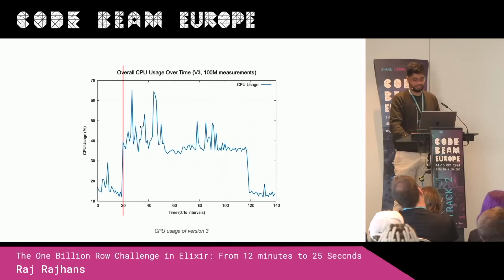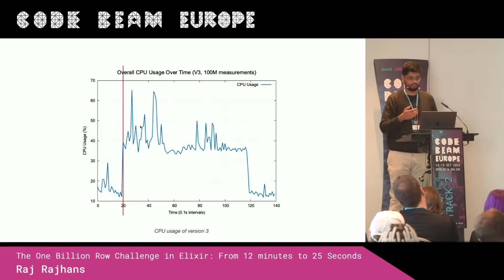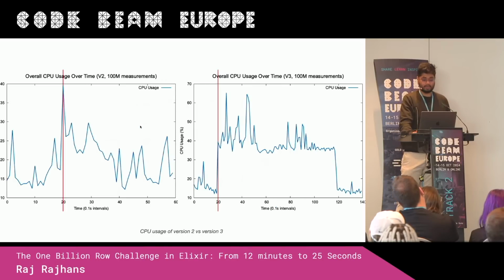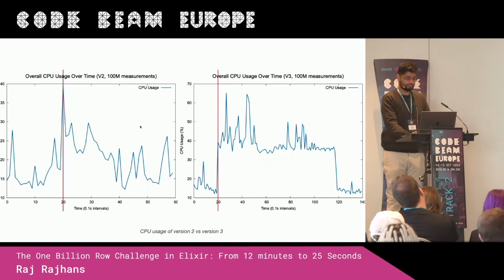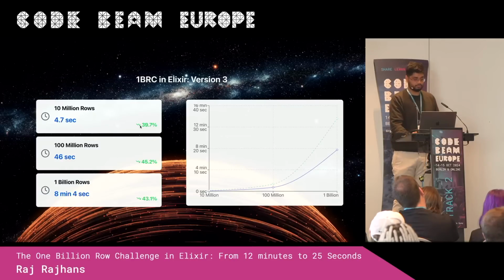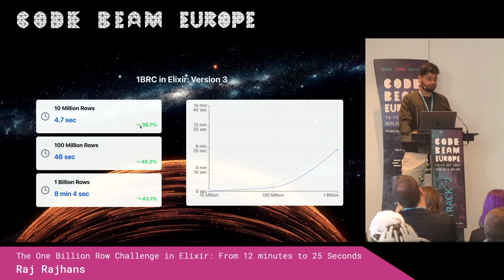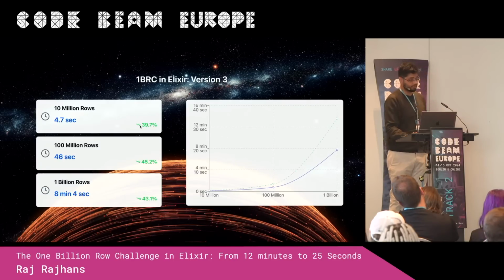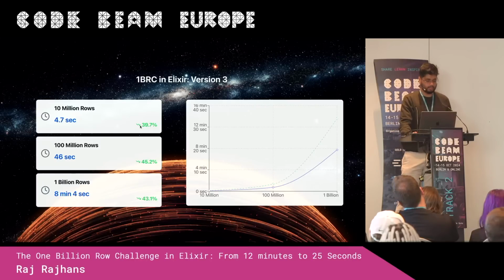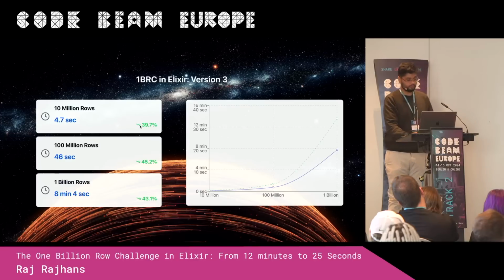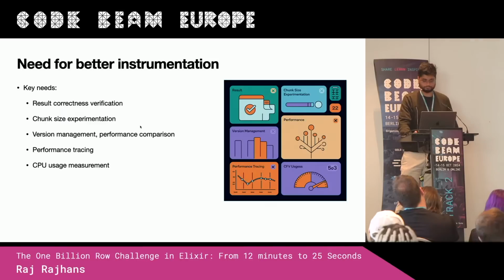With all of these changes, here's the CPU utilization graph. At the start, we can see that we are utilizing the CPU more when we are doing the parsing concurrently, and comparing with V2, it is better. And finally, in terms of the performance, we are now taking 4.7 seconds for 10 million rows, down from around 7.8. 46 seconds for 100 million rows, and 8 minutes for a billion rows, down from 14 minutes.